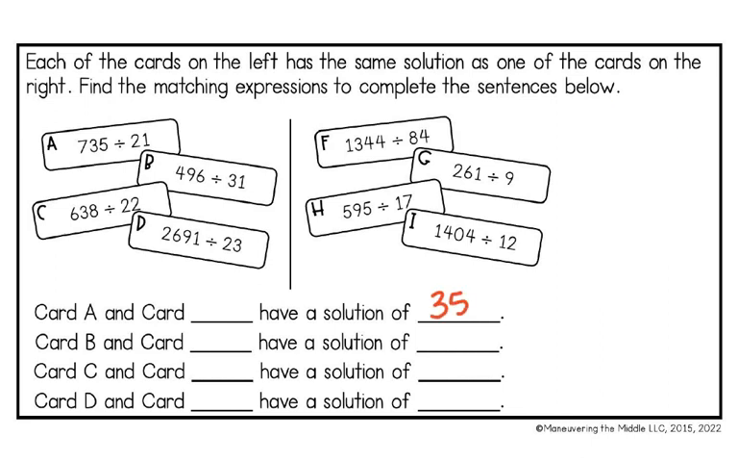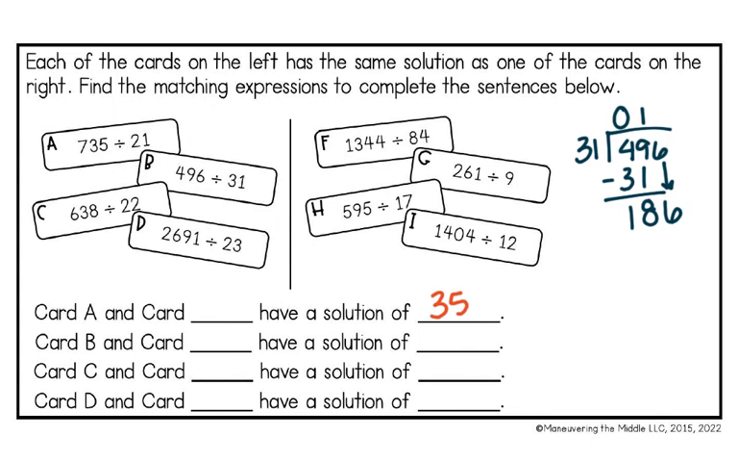Now moving on to card B, we have 496 divided by 31. I'm going to put 31 on the outside and 496 on the inside. We start by saying 31 can go into 4. It can't, so that's 0. 31 can go into 49 one time. 1 times 31 is 31. Subtract. 9 minus 1 is 8. 4 minus 3 is 1. Bring down the 6. We have 186.